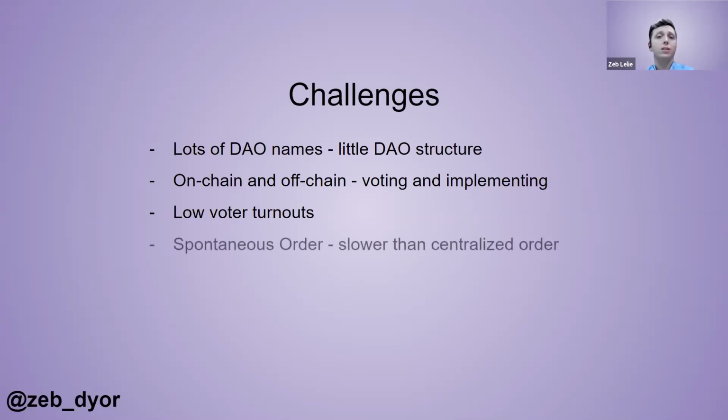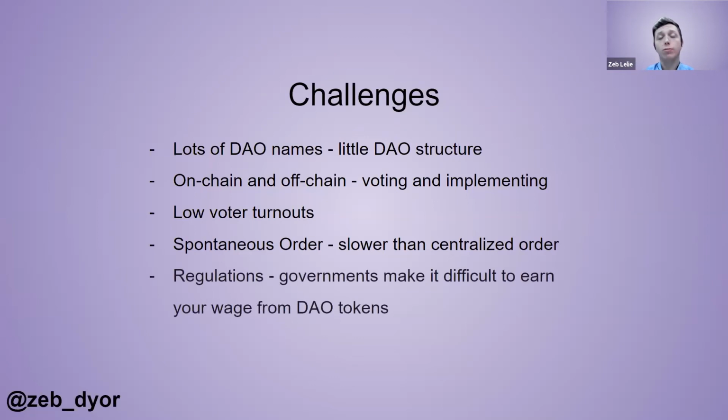Then spontaneous order. I personally believe it's slower than centralized order. I think that if a whole group has come together on consensus, that will take more time than if a team just says, we're going to do this and this and this, and that's it. So it is slower.